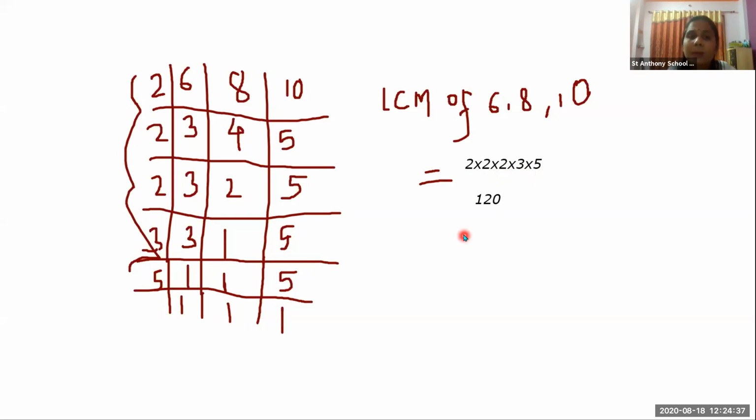Understood everyone? But if you want to find the HCF of 6, 8 and 10, what are you going to do? Take it separately.